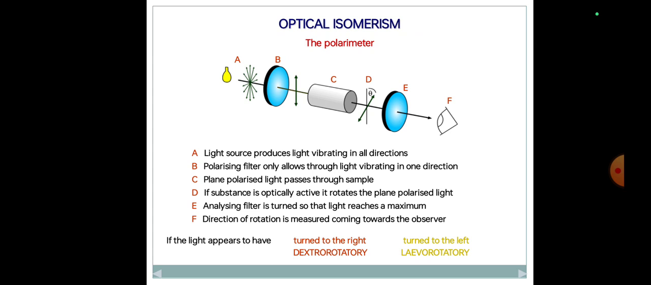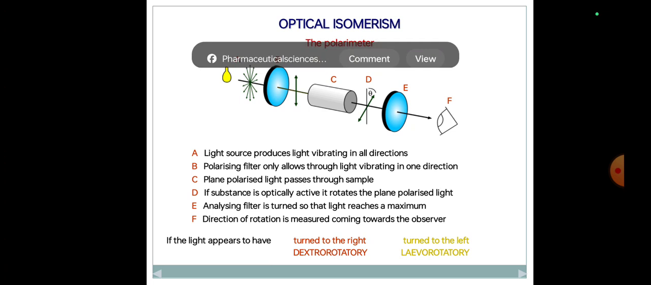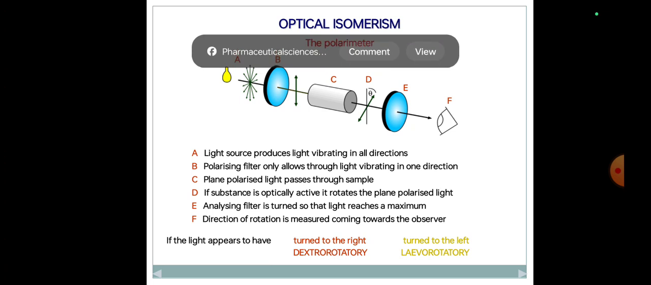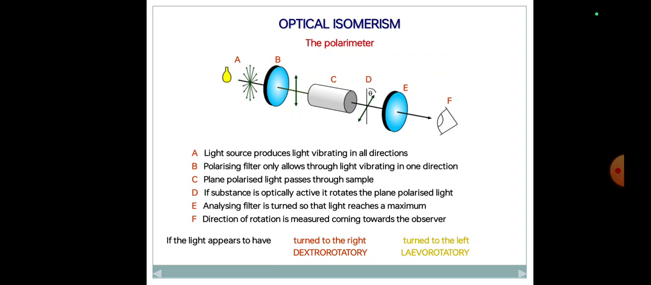D, if the substance is optically active, then it rotates the plane polarized light in either direction. E is the analyzing filter, which is turned so that the light reaches a maximum, and F is the direction of rotation, measured coming towards the observer.